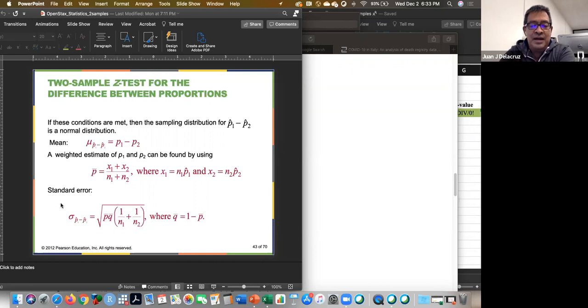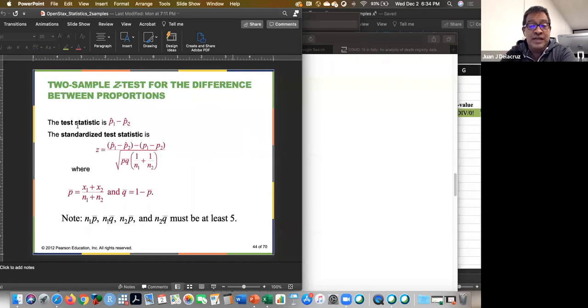But we have a very easy way to solve this case. So we have the standard error. Remember, we're going to look at the observed difference divided by the degree of variation. So in this case, we're going to take the difference of the two values, and then divide it by the standard error. That's going to be our test statistic.